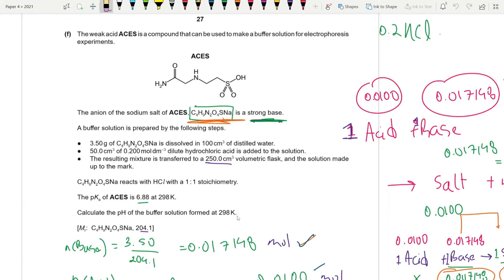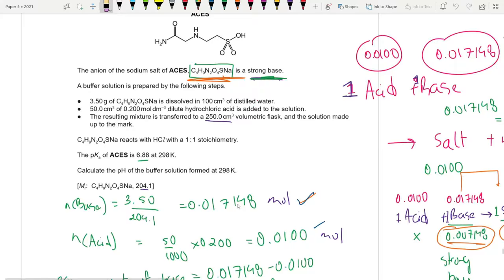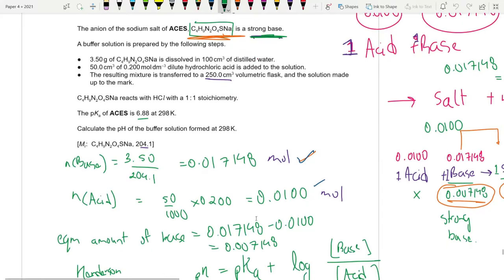The resulting mixture is transferred to a 250 cm³ volumetric flask and the solution is made up to the mark. So HCl reacts with aces in a 1:1 molar ratio. Calculate the pH of the buffer solution formed at 290 Kelvin. Let's start this. Ready?